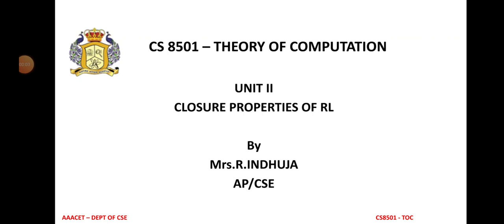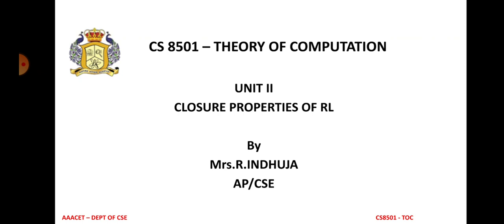Closure properties of regular language. We all know what a language is. A language is a set of strings over an alphabet. A language is said to be a regular language if it is accepted or generated by a particular finite automaton, and it can also be easily described by an expression called a regular expression.